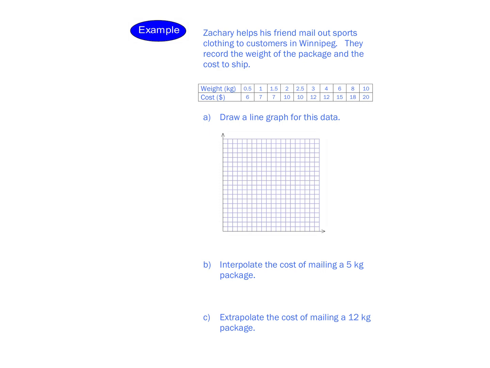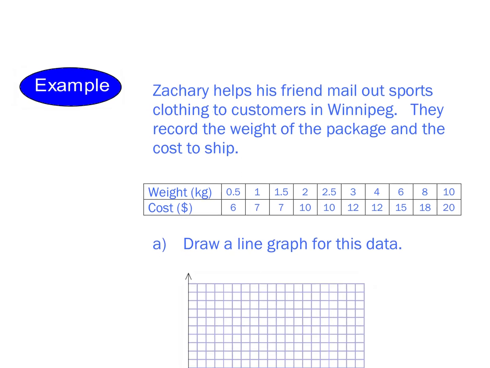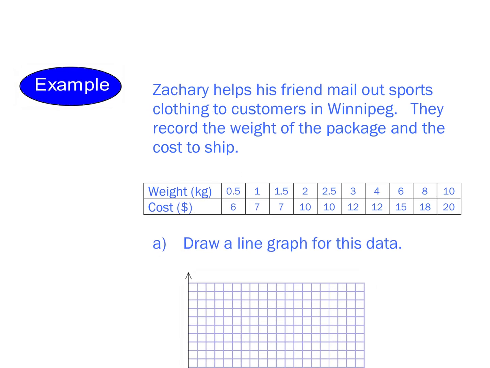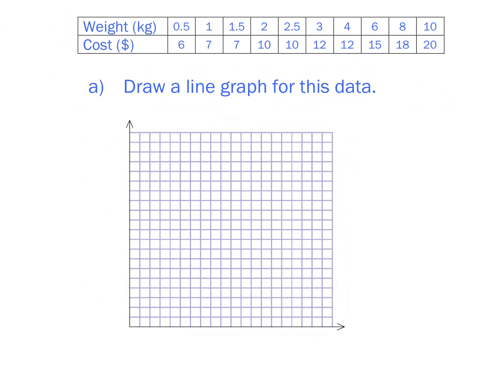So let's do an example together. Zachary helps his friend mail out sports clothing to customers in Winnipeg. They record the weight of the package and the cost to ship. So we have weight and cost. Draw a line graph for this data.